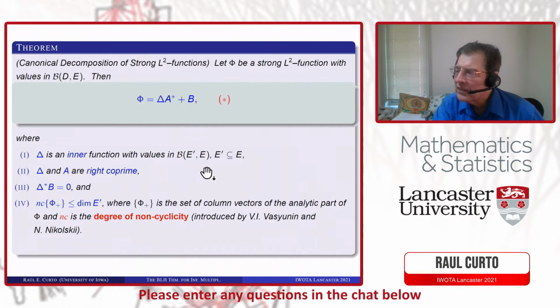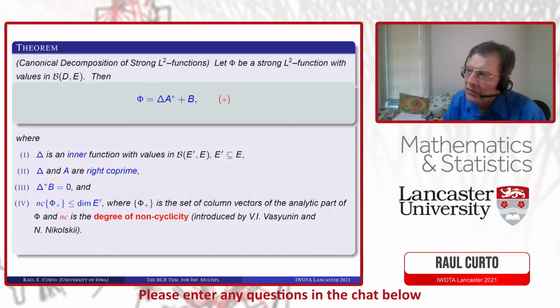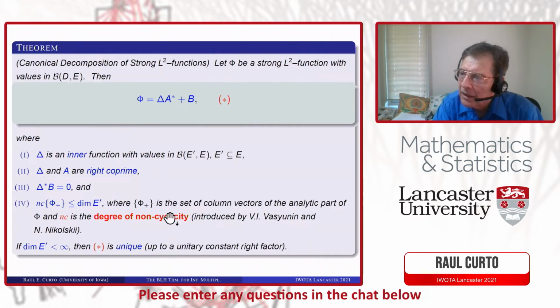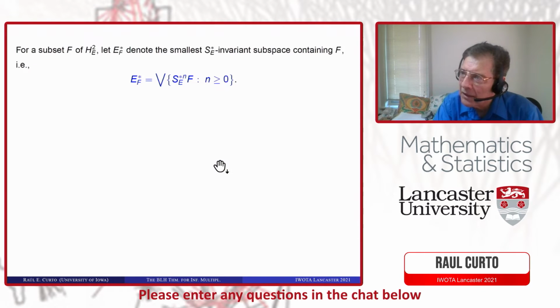NC is the degree of non-cyclicity, to be defined in a couple of slides. The degree of non-cyclicity of phi plus, the analytic part of the symbol phi, is less than or equal to the dimension of E prime, where phi plus in braces is the set of column vectors of the analytic part of phi, and NC is the degree of non-cyclicity introduced by Bercovici and Nikolski. When the dimension of E prime is finite, then this equation is unique up to unitary equivalence. In general it is not unique, but if E prime, coming from the inner function, happens to be finite dimensional, then you do get uniqueness.